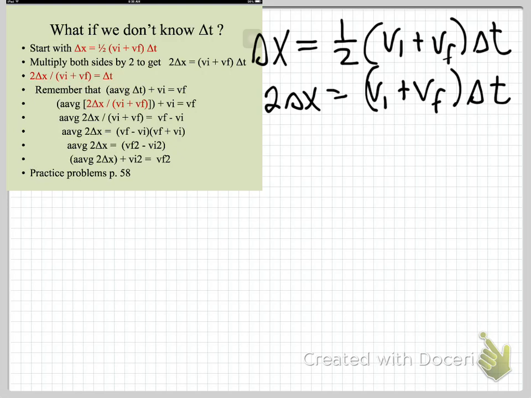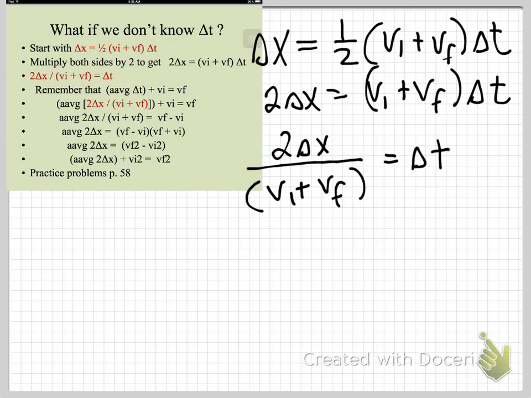We can now solve this one for time. That's right, this is the other workaround. So if we divide 2 delta x by (vi plus vf), we now have an equation that plugs in for delta t. Okay. Well, we have this. Average acceleration times delta t plus vi.